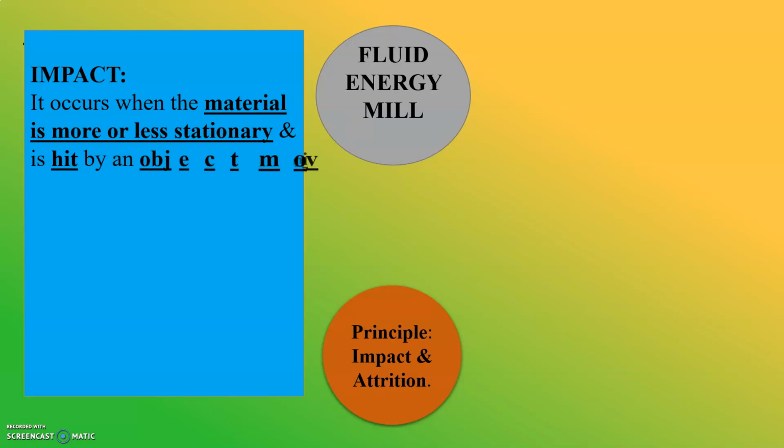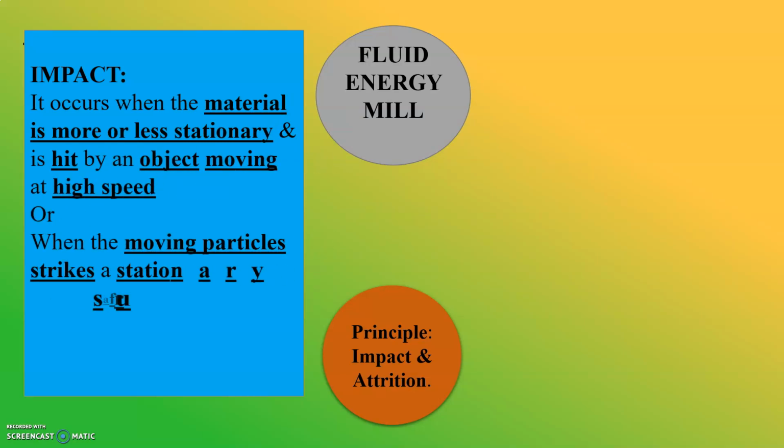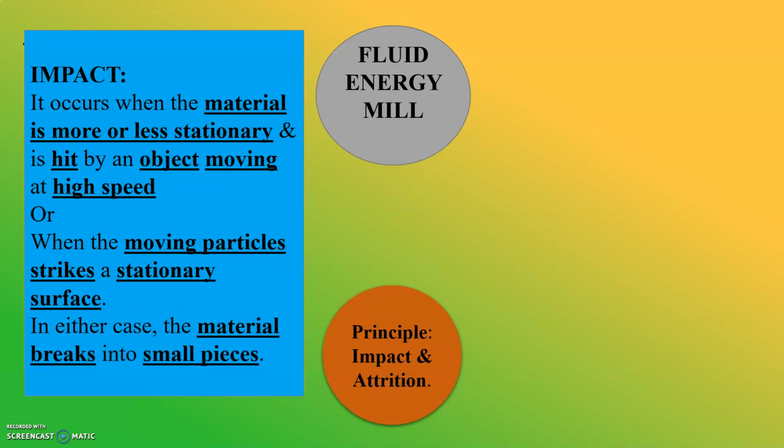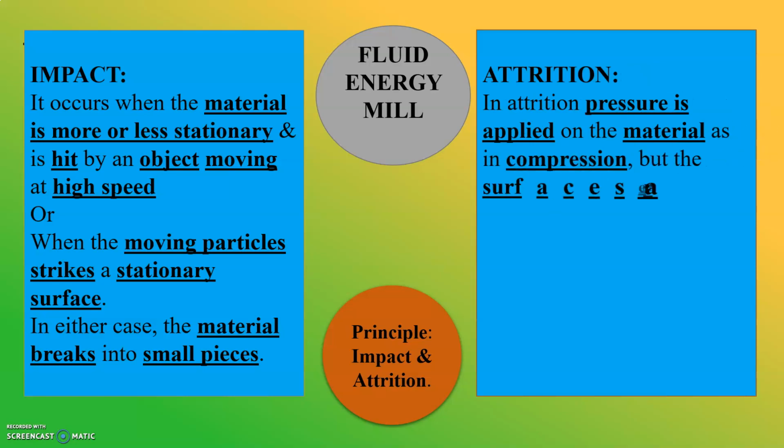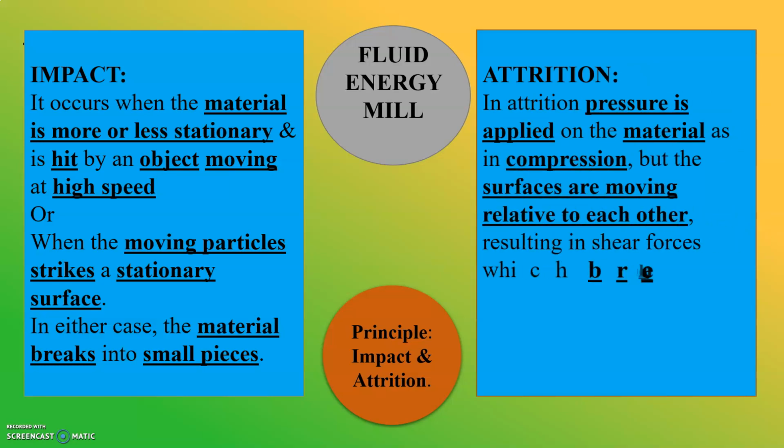Impact occurs when the material is more or less stationary and is hit by an object moving at high speed, or when the moving particles strike a stationary surface. In either case, the material breaks into small pieces. In attrition, pressure is applied on the material as in compression, but the surfaces are moving relative to each other, resulting in shear forces which break the particles.